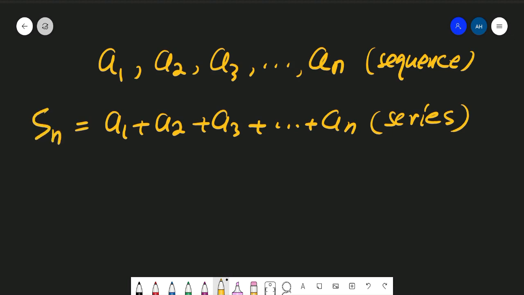When we add the terms in the sequence together, we call it series, and we have a symbol for it, S. That S is for sum. Sn means the sum up to the nth term. And in particular we call this sum the nth partial sum.